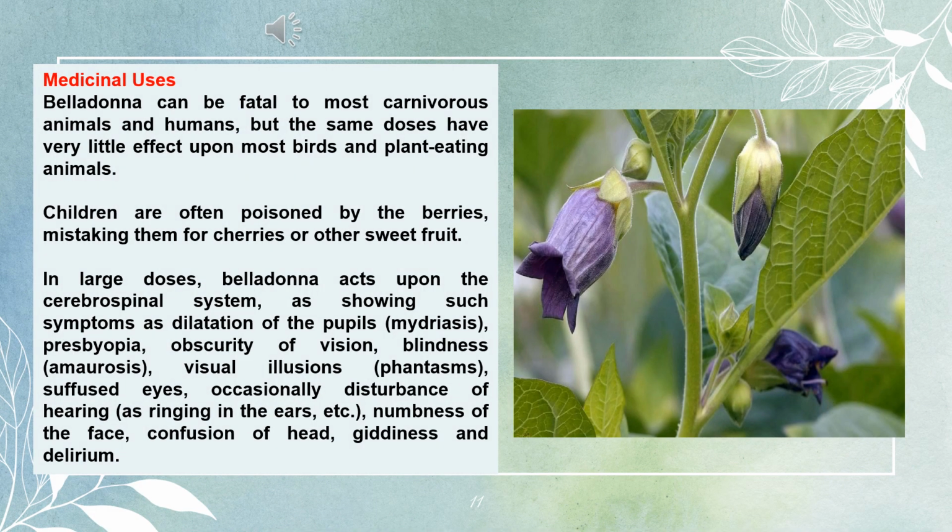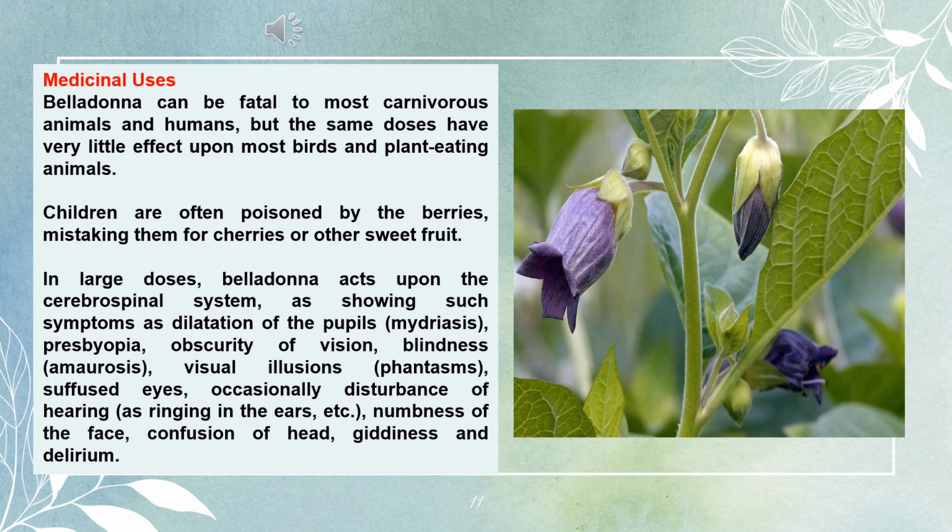Medicinal use of Atropa belladonna. Belladonna can be fatal to most carnivorous animals and humans, but the same dose has very little effect upon most birds and plant-eating animals. Children are often poisoned by the berries, mistaking them for cherries or other sweet fruits. Children cannot tell the difference, so it may lead to poisoning.